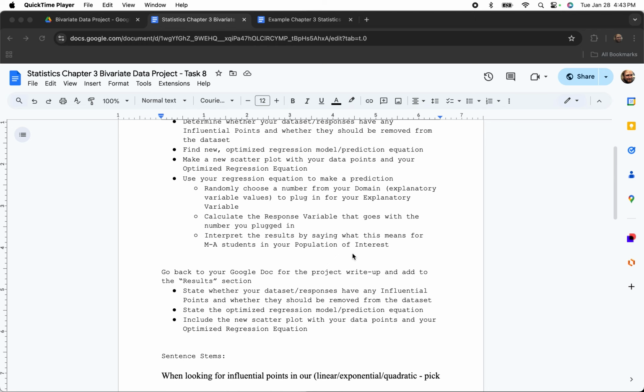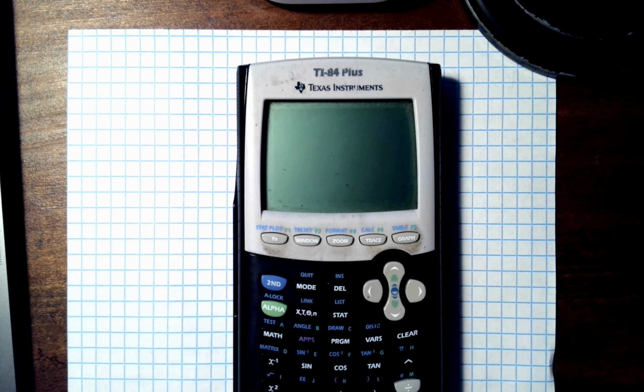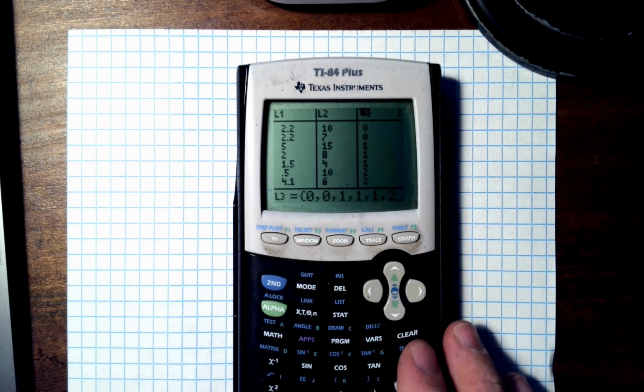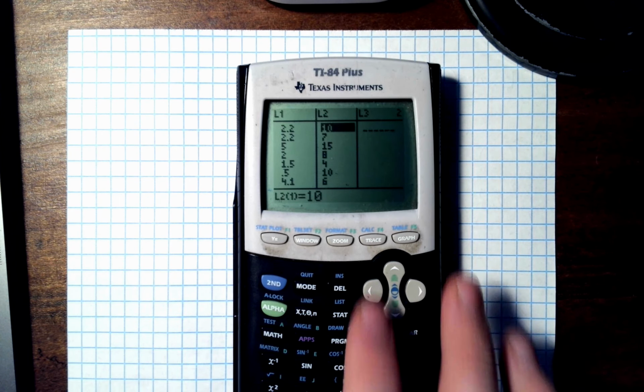And then we're going to go back to the results section and look that up. So I'm actually going to move my screen over. So my data set, my entire data set, and you only need to do this for your entire data set, is in L1 and L2 right now.